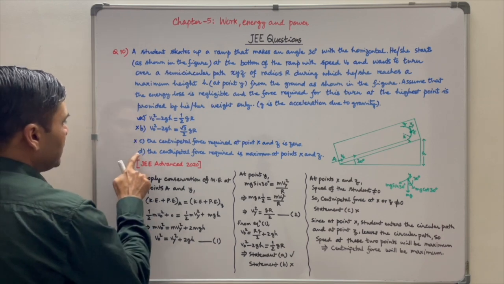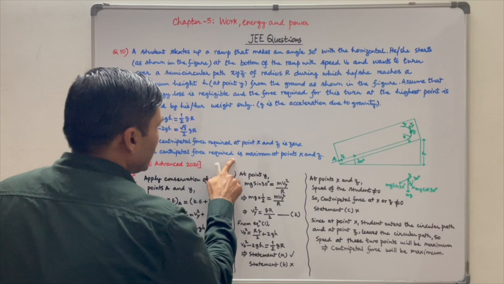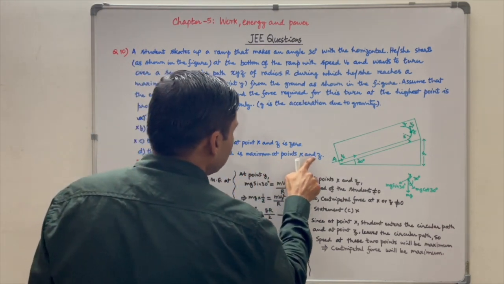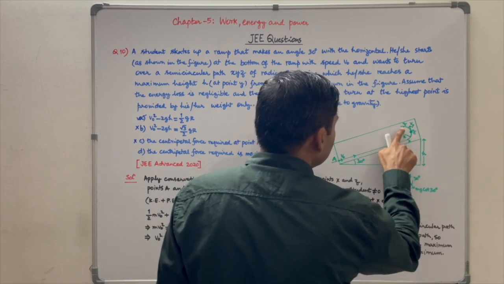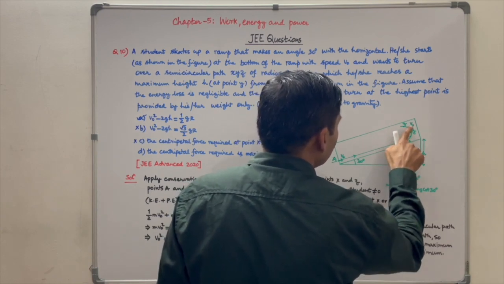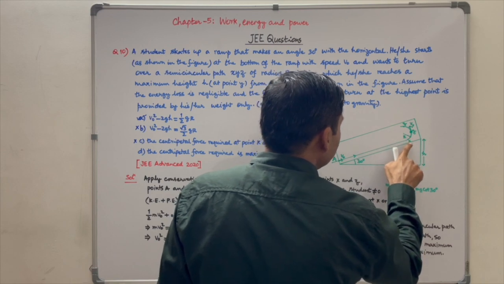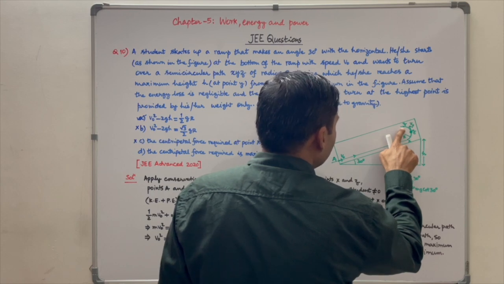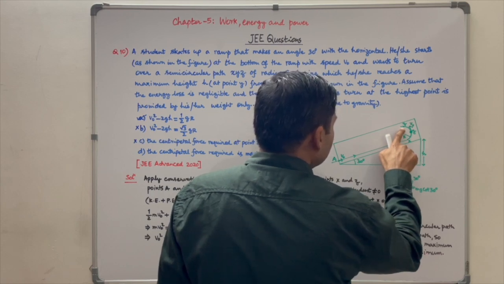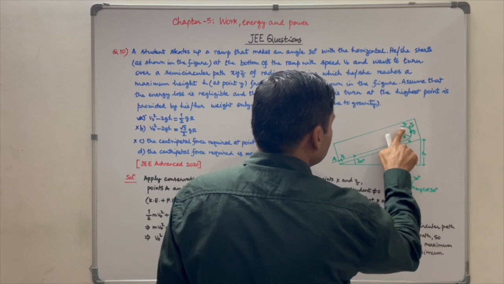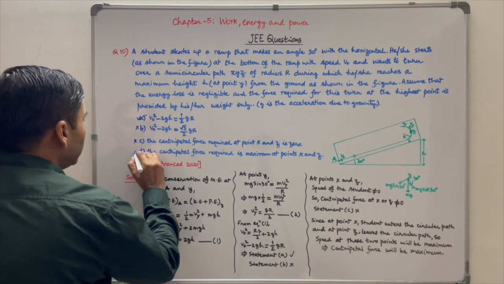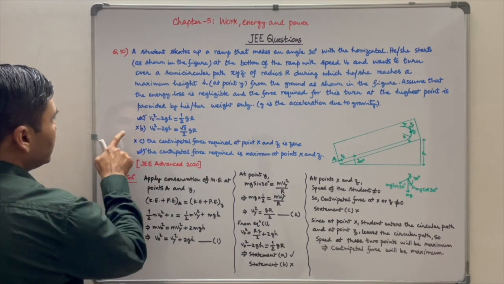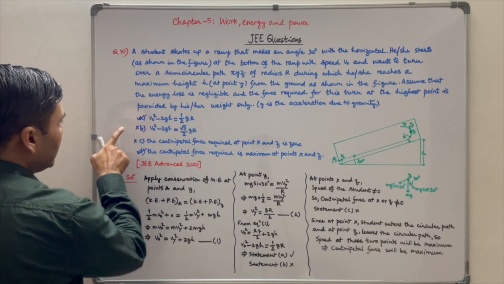Let us check statement D. The centripetal force required is maximum at points x and z. Since point x is entry point and z is exit point of the circular path, that means speed of the student at points x and z will be maximum. So centripetal force m v square upon r, that depends on speed, will also be maximum. So statement D is correct. So correct statements are statement A and D.